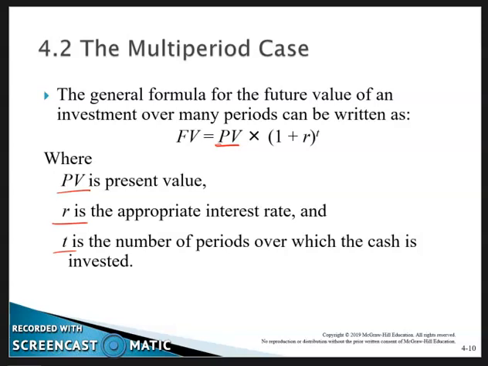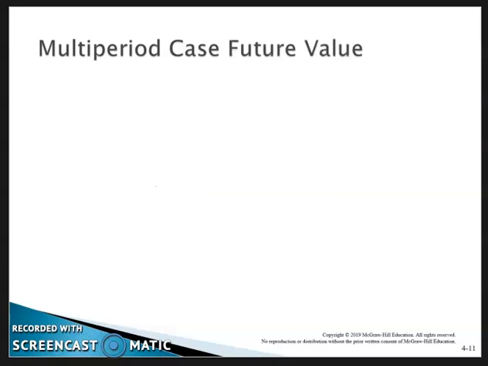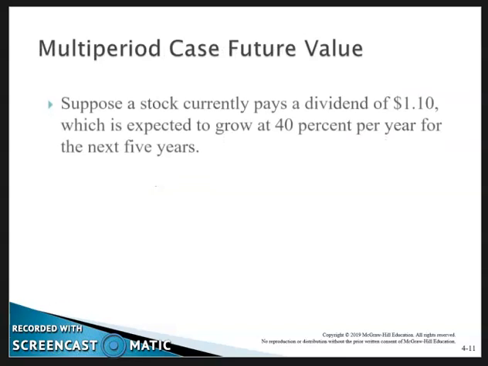For example, for a 60-month example, that's 5 times 12 is 60. We're going to need to make our rate into a monthly rate and divide it by 12. So we'll see examples there. So, the multi-period future value case.